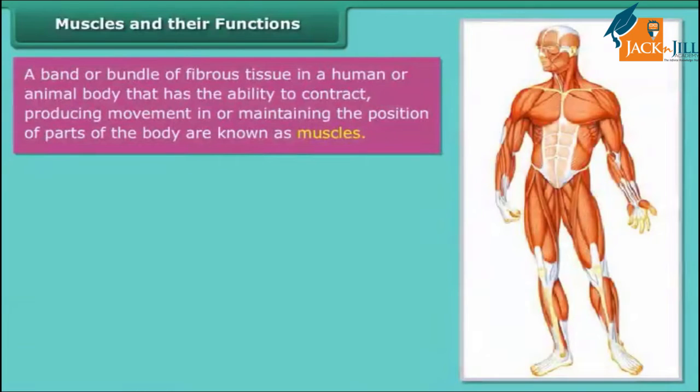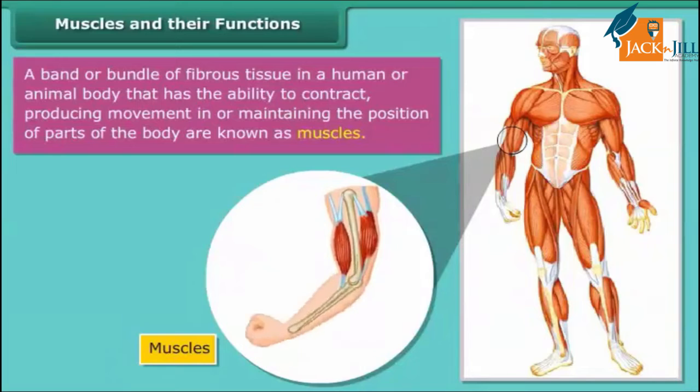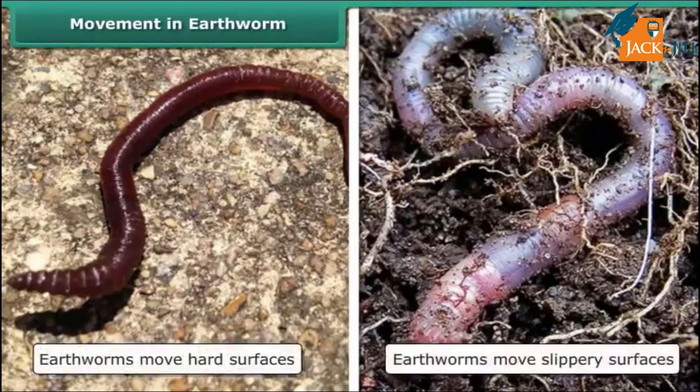Muscles and their functions. A band or bundle of fibrous tissue in a human or animal body that has the ability to contract, producing movement in or maintaining the position of parts of the body, is known as a muscle. The movement of the body is controlled by alternate contractions and relaxations of two sets of muscles. Movement in earthworm. Earthworms move easily on hard and slippery surfaces.